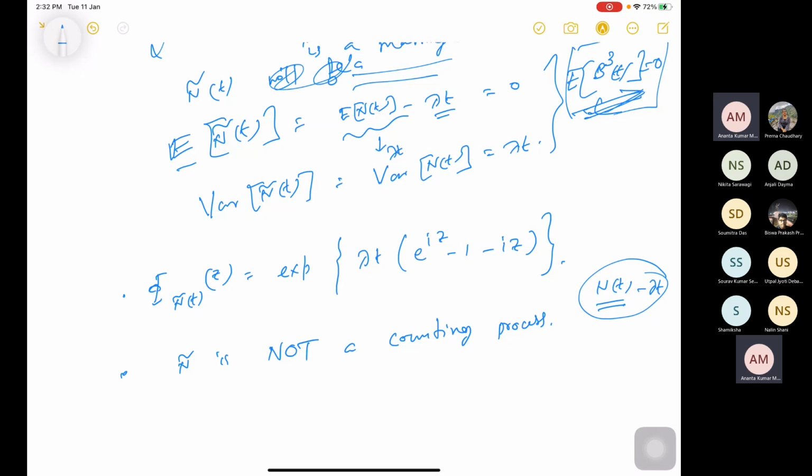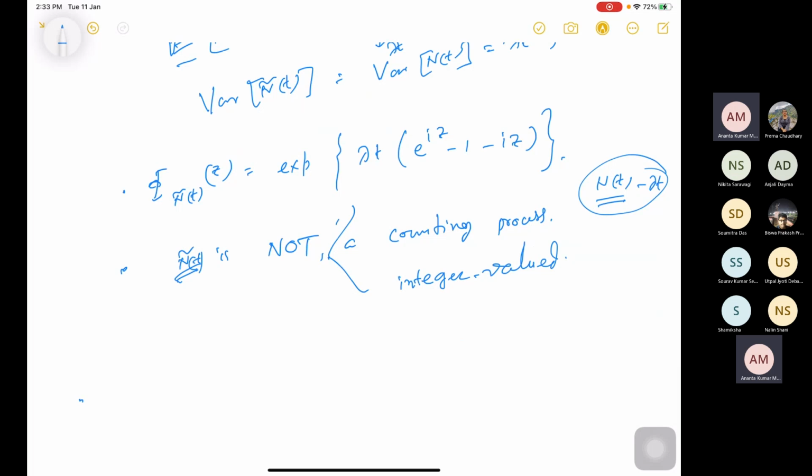So it's not a counting process, because if a process is a counting process, then it should be integer valued, by definition. So N tilde, the compensated Poisson process, is not a counting process. In general, it's not integer valued.